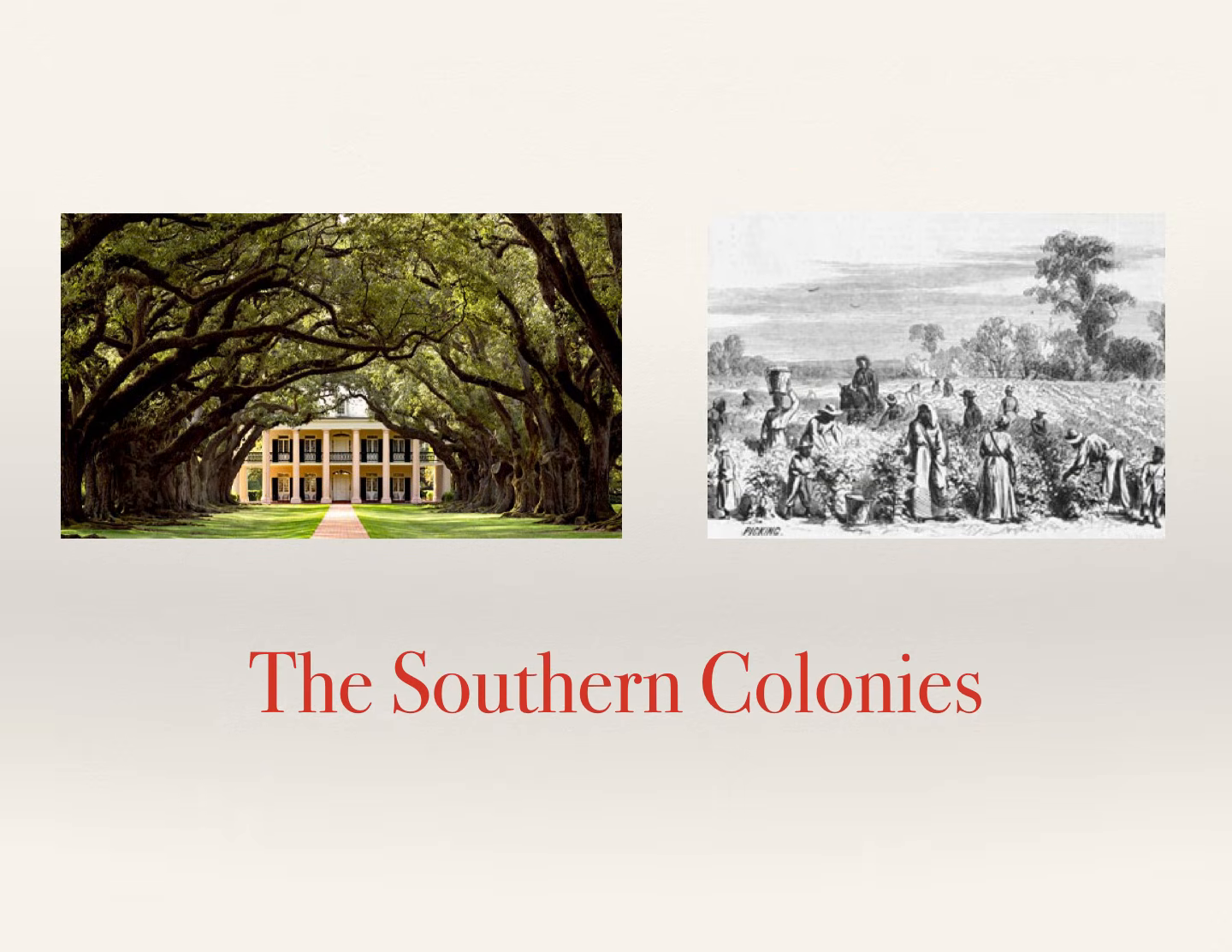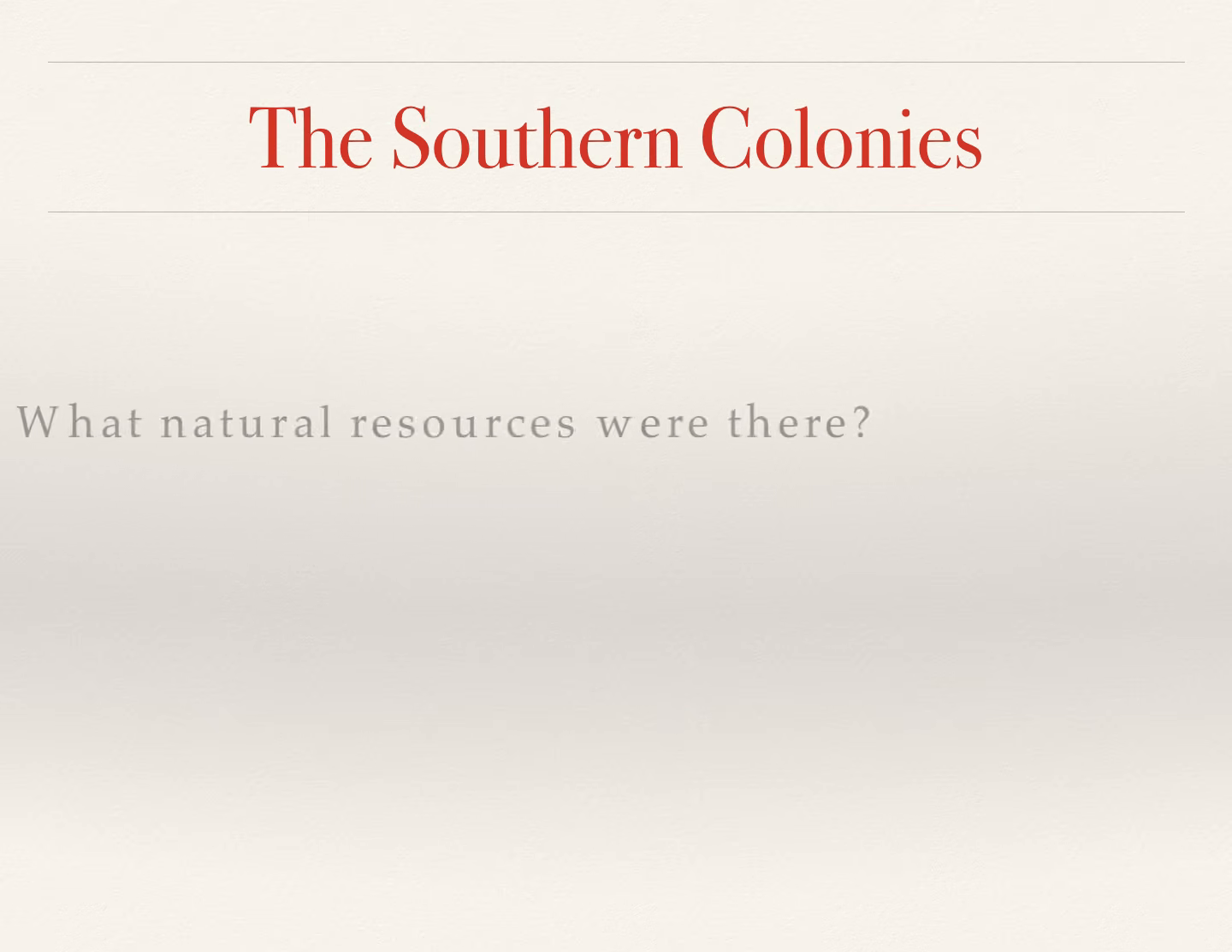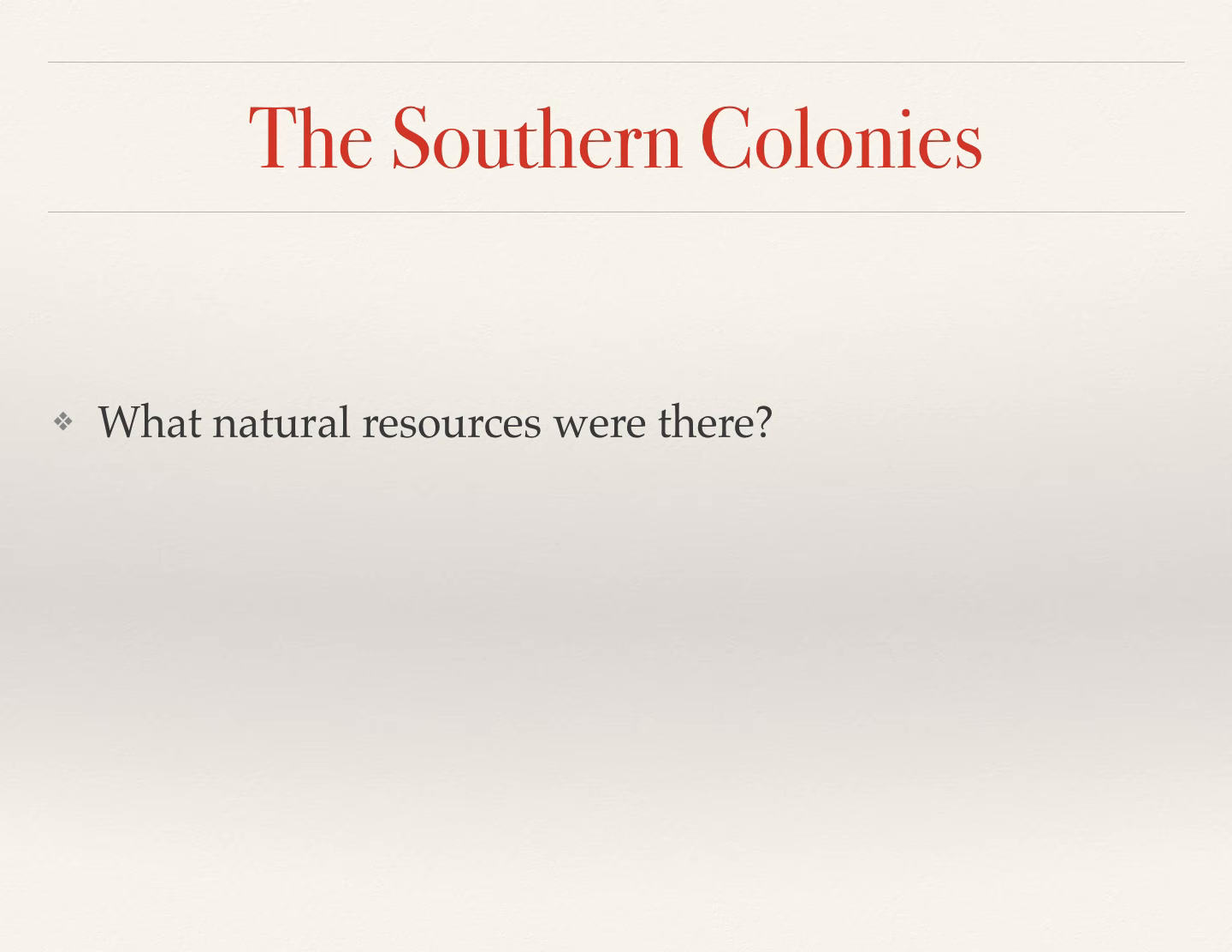That brings us to the Southern Colonies, of which Virginia was one of them. And we know that there's going to be large plantations. We know that there's going to be slave labor in the fields. So what natural resources were there? Very good farmland. Good amount of rivers, deep harbors. That's going to allow you to do some trading.